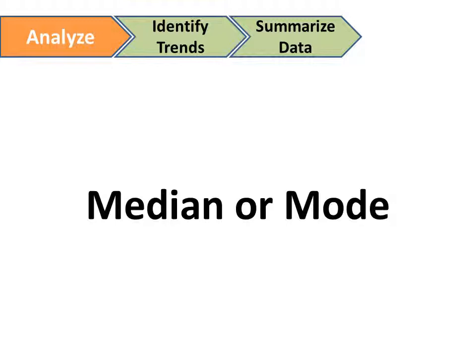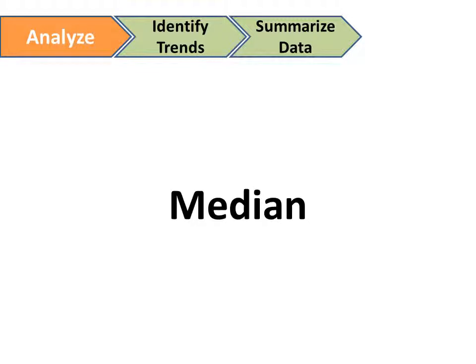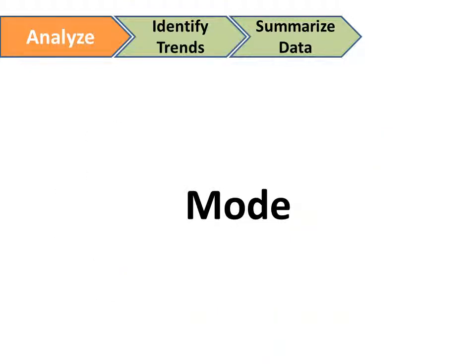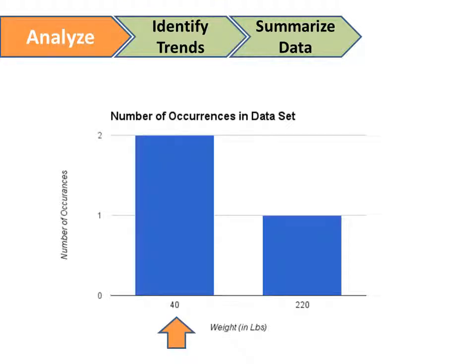Other commonly used strategies include finding the median or mode of a data set. The median is the number in the middle of the data set. For example, when we line up the weights of our green group, we find that the median value is 40, which tells us something new and important about our data that the average did not. The mode is the most common number in the data set. In our green group, we find that the mode is 40, which also tells us something new and important about our data that the average and the median did not.